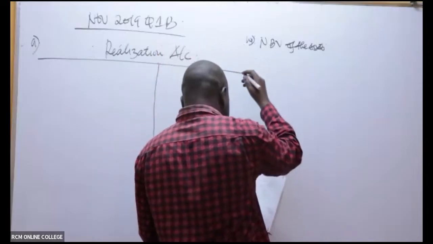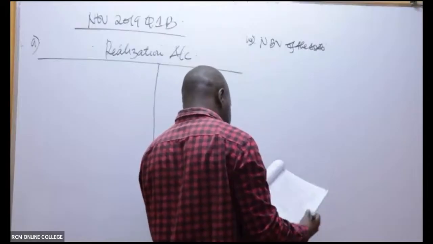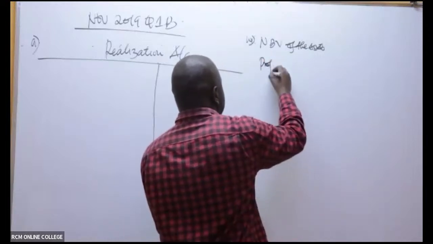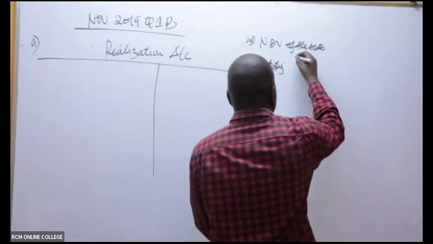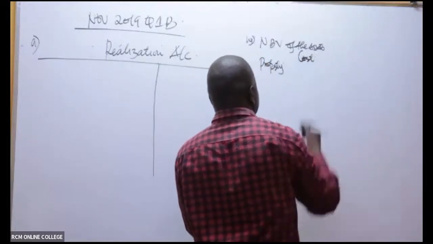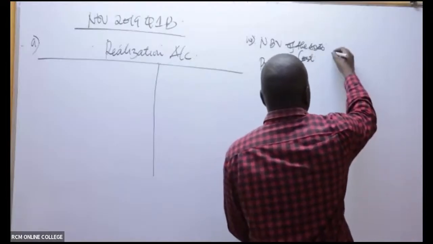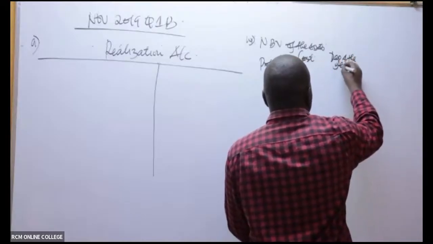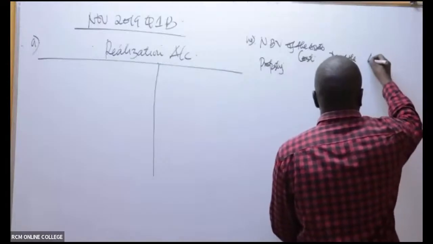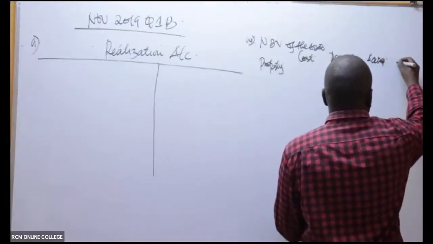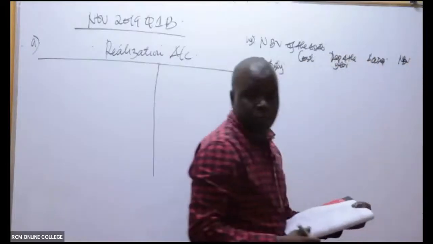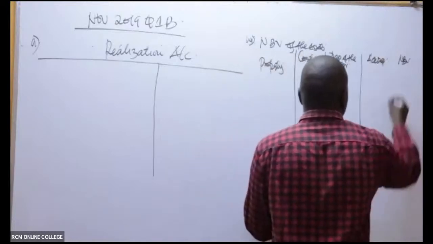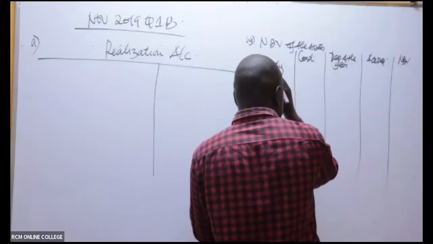So the first asset there is property. We can have the cost. Then we have the depreciation for the year. Then we can have the accumulated depreciation. Then we can now get the net book value. I don't know whether you can see up to there. Yes. So we can have our working here to get the net book values.